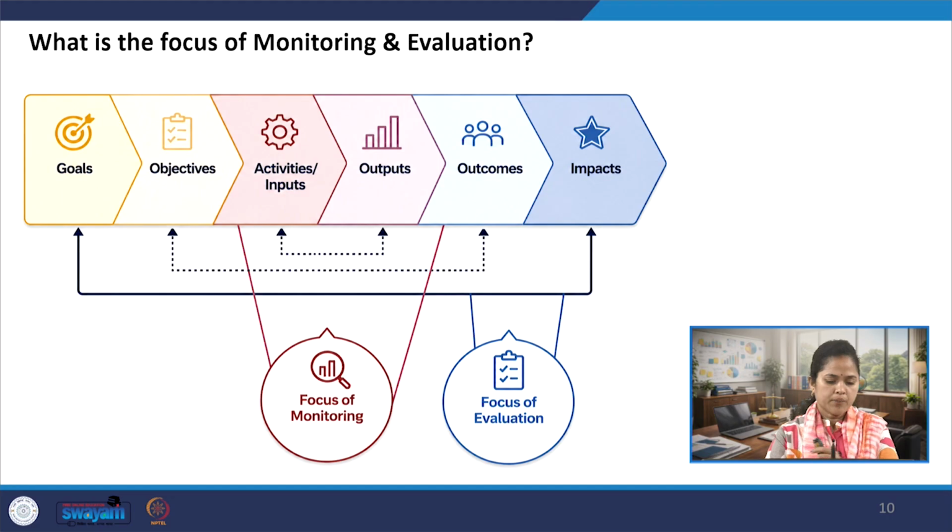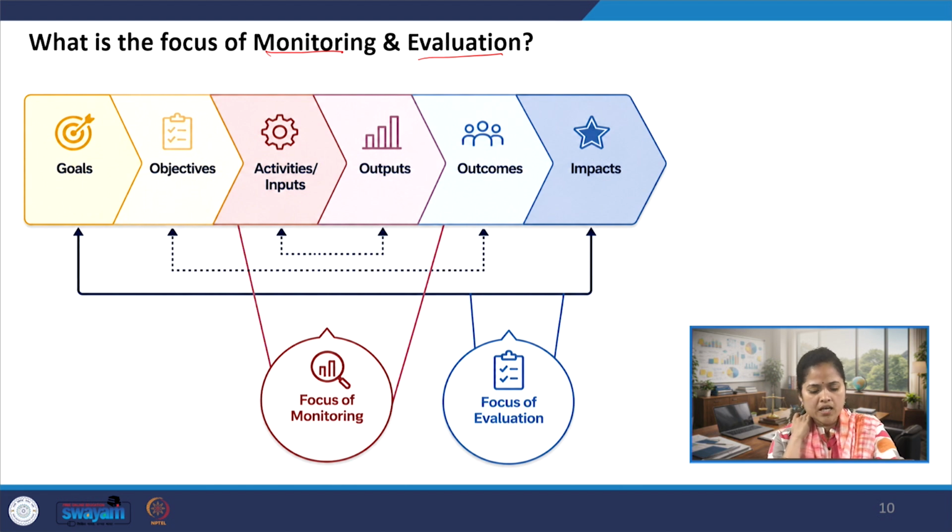Given this understanding, now I will give a broad understanding of two confusing words, which many times are taken together. The first one is monitoring, which we have already explained, and the second one is evaluation. However, policy monitoring and evaluation are taken together, but strictly the focus of monitoring is different and the focus of evaluation is different, although both of them supplement each other.